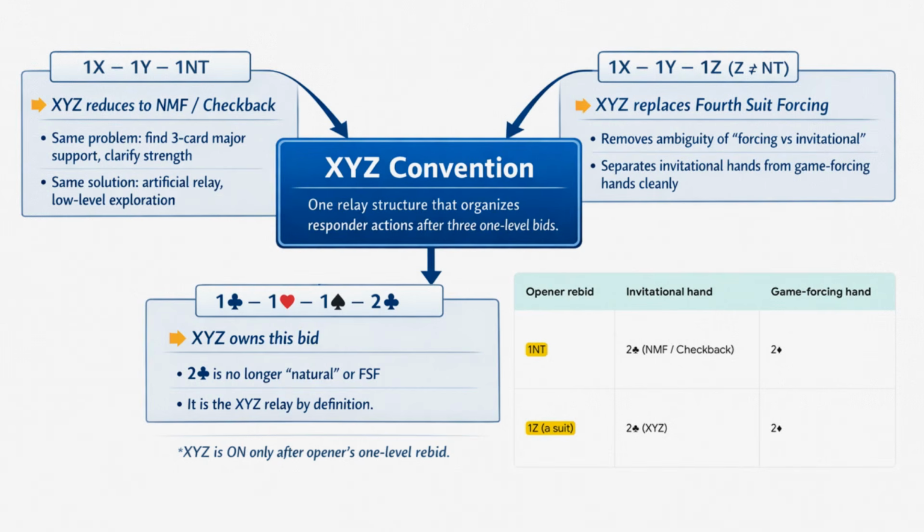So why does this work so well? Well, it frees up your mental energy. You're not wasting brain power trying to track suits. The logic is always the same. 2 clubs is invite, 2 diamonds is force. It builds on what you might already know, and it just leads to more precise, less error-prone bidding.